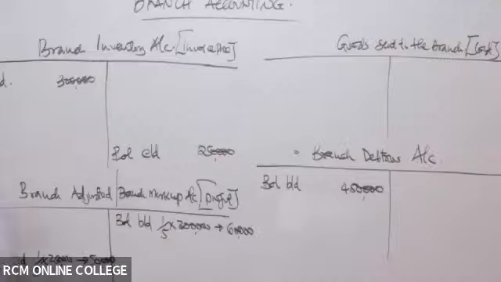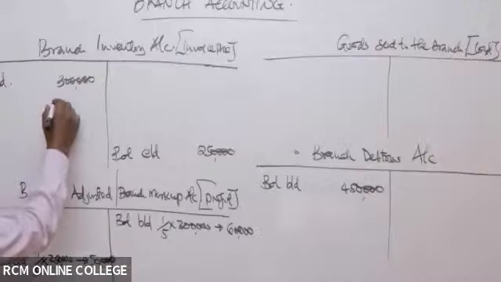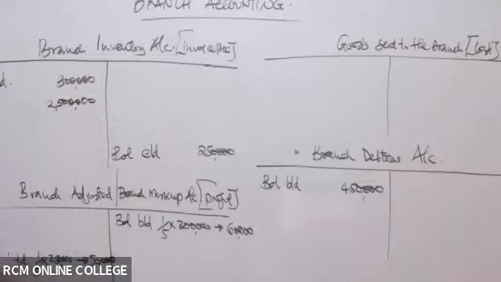Whenever goods are sent to the branch, we debit which account? If you look at our journal entries, we debit the branch stock account. So we'll debit here the goods sent to the branch. This amount was how much? 2.5 million, so 2,500,000. So you debit the branch inventory, which will be increasing at the branch.